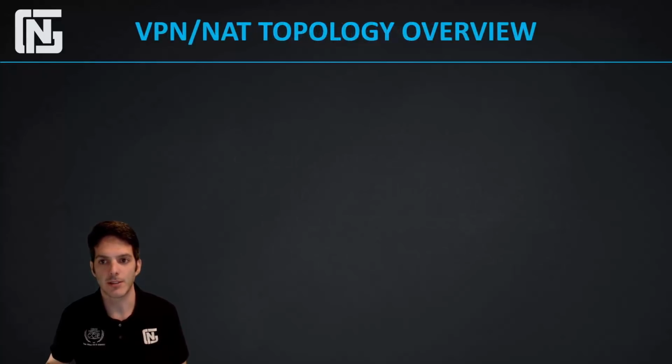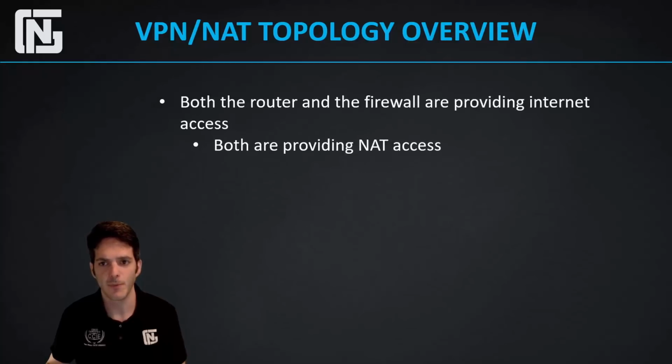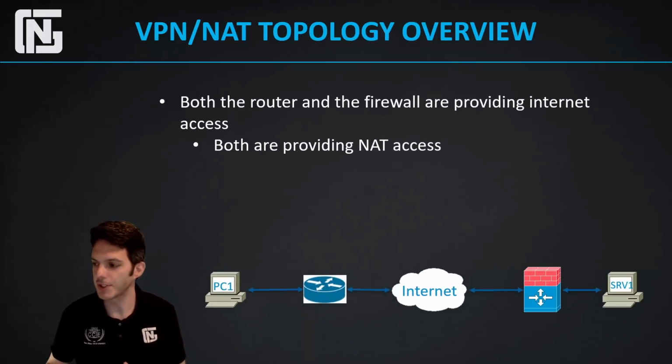So we take a look at our topology here. Both the router and the firewall are providing internet access, both providing it via NAT. So this is what the topology looks like. We have PC1 on the left there. We have server 1 on the right. And we have the router that's acting as the internet gateway for PC1, and we have the ASA acting as the internet gateway for server 1. So what's going to end up happening is the router and the firewall are both going to provide internet access to the PC and the server via the shared internet circuit sitting between them.